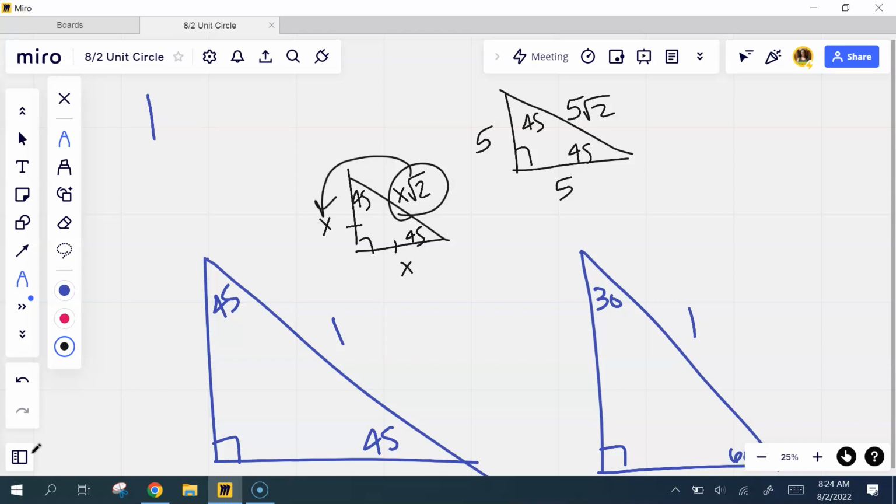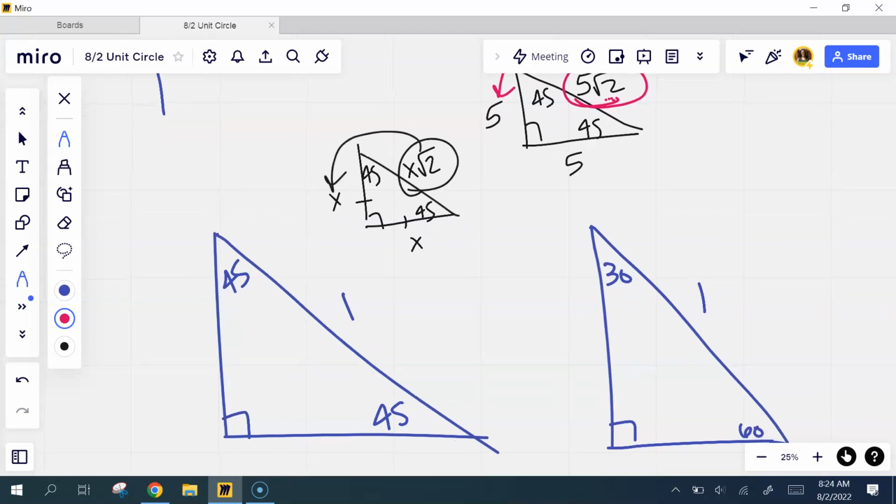Agree or disagree? Agree? So how would you then go if I started with 5 root 2? How would you get this length? What did you do? So that's how you get from the leg to the hypotenuse. So what's the opposite of that? Divide. So to get from here to here, I divide by the square root of 2, right? Does that make sense to you?